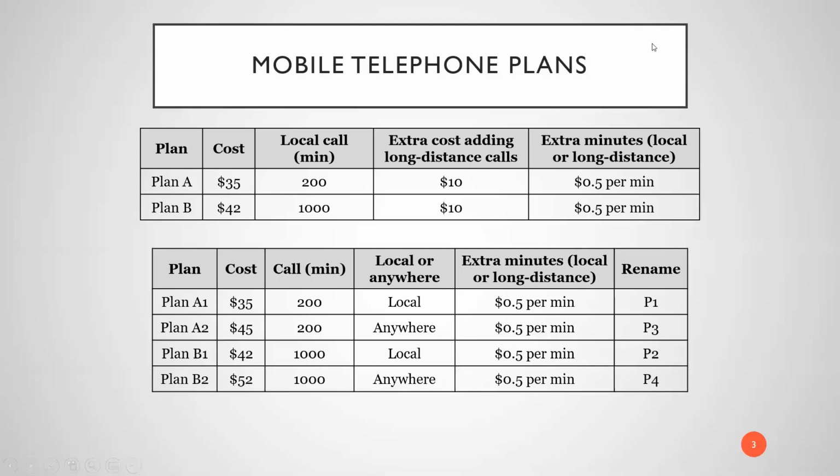To match our plans with the names of the textbook, we have named them as mentioned in the last column. So Plan P1 is the same as A1, P3 is the same as A2, P2 is the same as B1, and P4 the same as B2. This is just for matching our names with the ones available in the textbook.